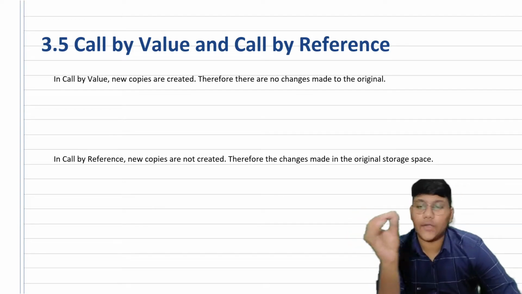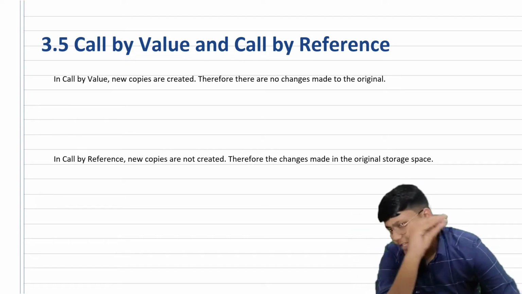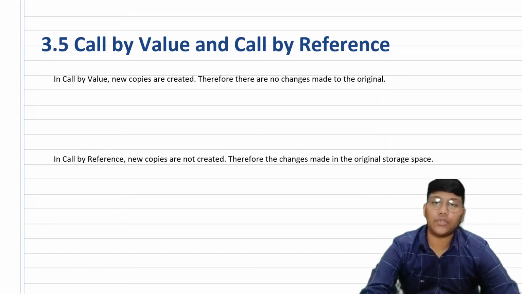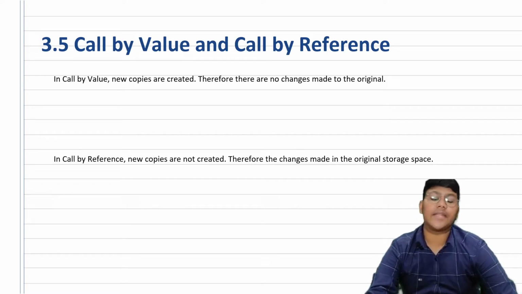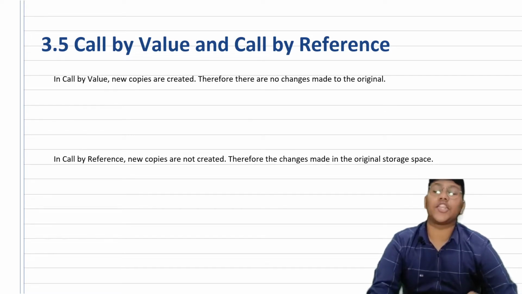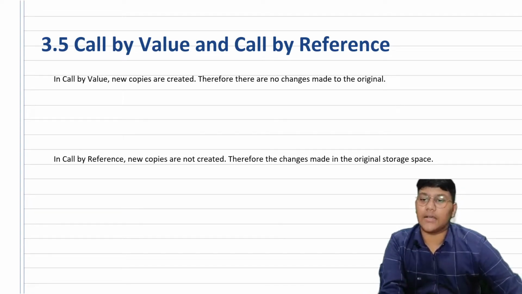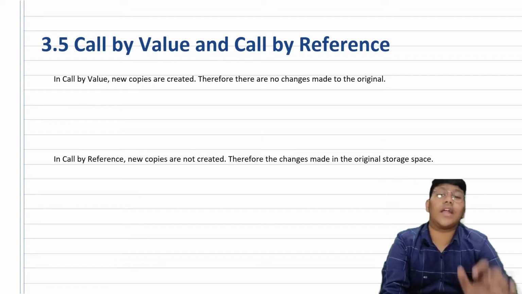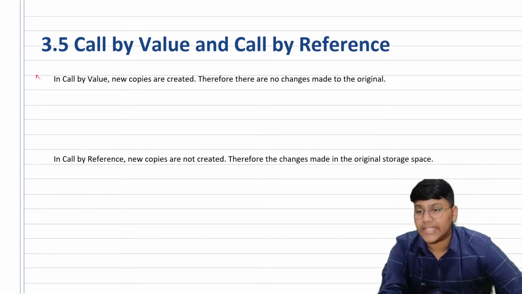Now call by value and call by reference. This is another interesting topic. In call by value, new copies are created, therefore no changes are made to the original. In call by reference, new copies are not created, therefore the change is made in the original storage space. Theoretical questions come from this. The question that may come is: differentiate between call by value and call by reference. You just have to write these two points.